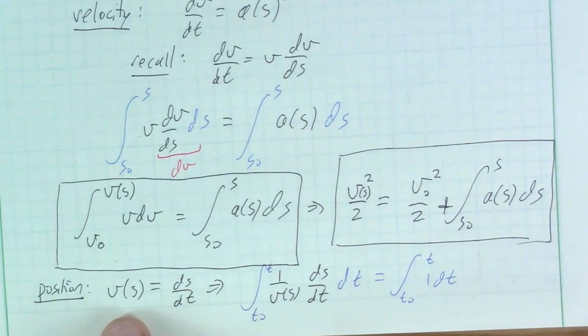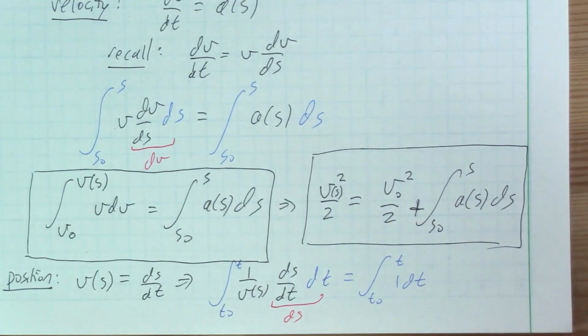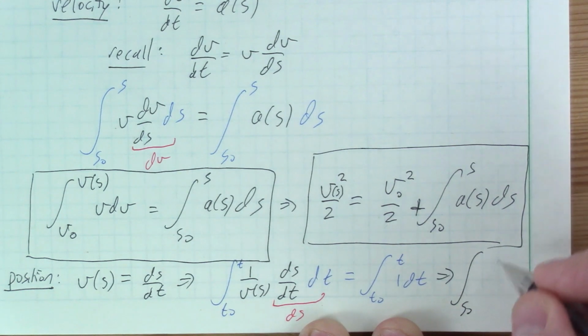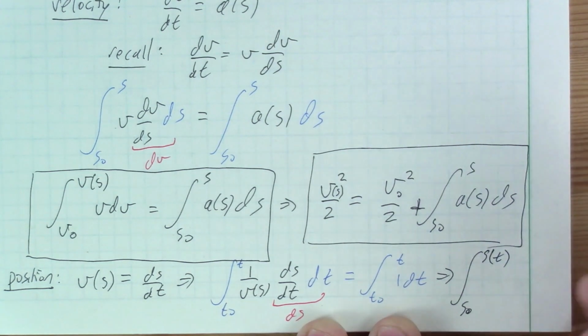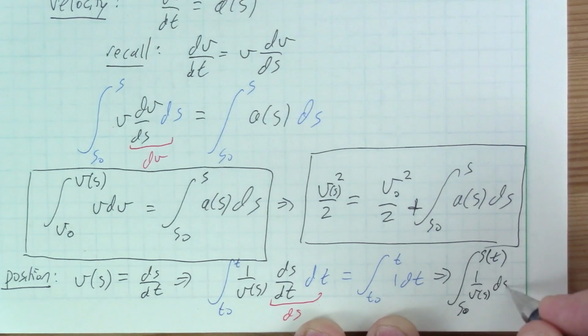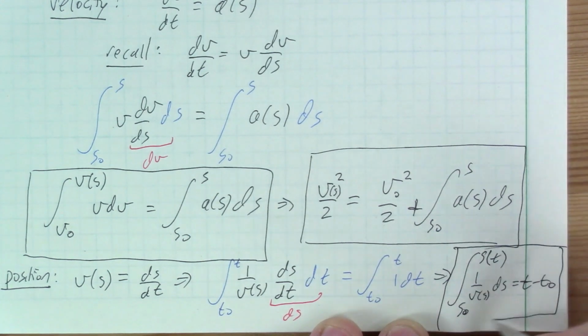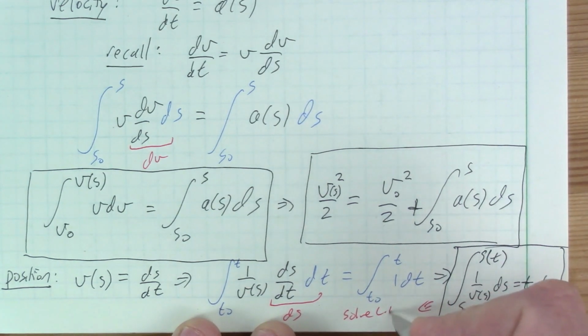Okay, so we multiplied by 1 over v on both sides, so the left-hand side originally is just going to be unity, 1, and then we switch the order here. This allows us to write this as a spatial integral. In the end it'll look something like this, where we can't actually solve this one, but the thing we're solving for is in the upper bound of our integral: the integral of 1 over v of s ds equals t minus t naught. Then we need to solve the left-hand side for s of t.